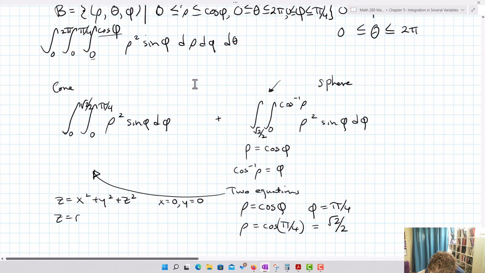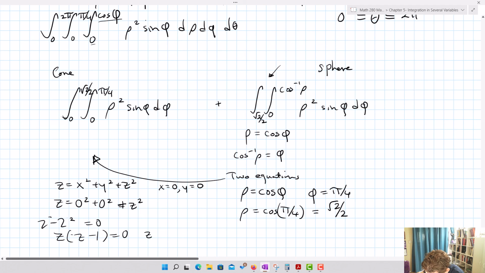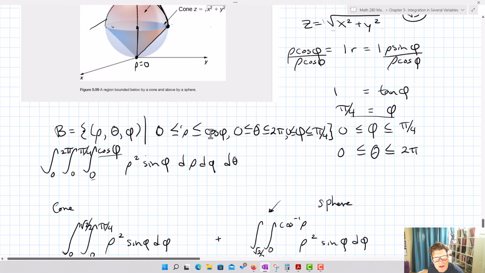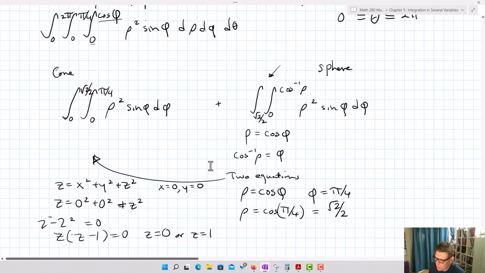So z is going to equal 0 squared plus 0 squared plus z squared. And we're going to get z minus z squared equals 0. Then factor, that gives me z times z minus 1 equals 0. So z equals 0 or z equals 1. I come up here and I look at my figure. And I see the top of the sphere. That's got to be z equals 1 because down here it's got to be z equals 0. Okay, that's the other value. Great. So there it is. It goes from 0 to 1, or in this case actually rather root 2 over 2 to 1.